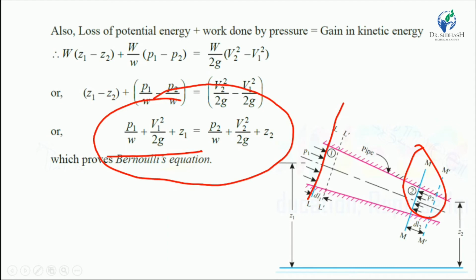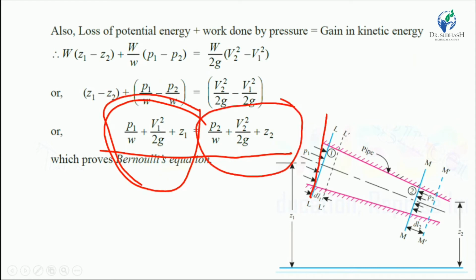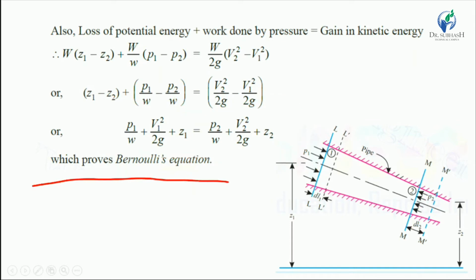This fulfills the statement of Bernoulli, and we get the Bernoulli equation. So this says that the energy at section 1, or LL, is equal to the energy at section MM. So hence it proves the Bernoulli equation. Okay.